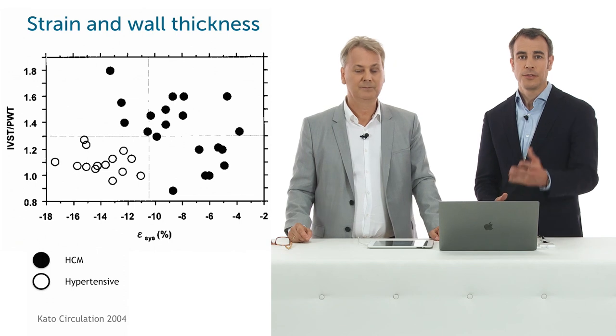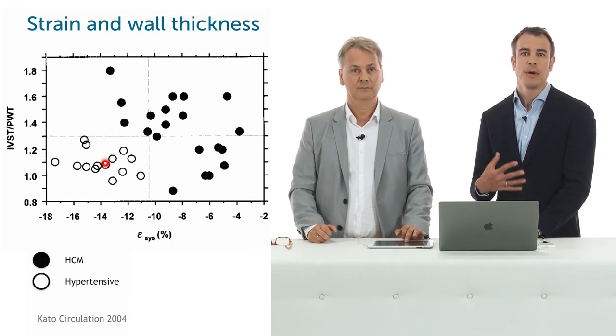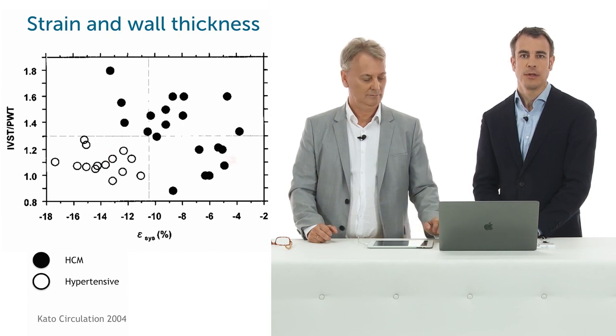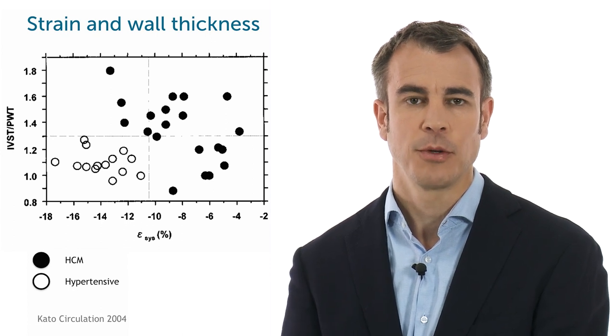So fibrosis plays an important role. But now the question is, we have other causes of hypertrophy as well. Do we see a reduction in strain there, for example, in hypertensive patients? Yes, we see some reduction of strain in hypertensive patients, but the most marked reduction is found in patients with hypertrophic cardiomyopathy, and the most increased wall thickness also in patients with hypertrophic cardiomyopathy.